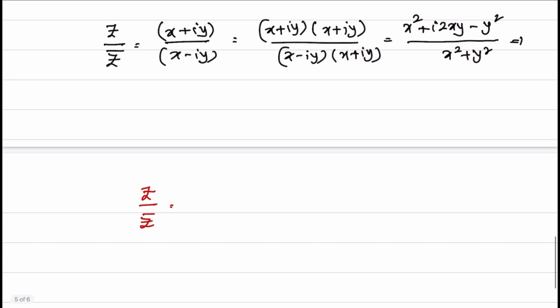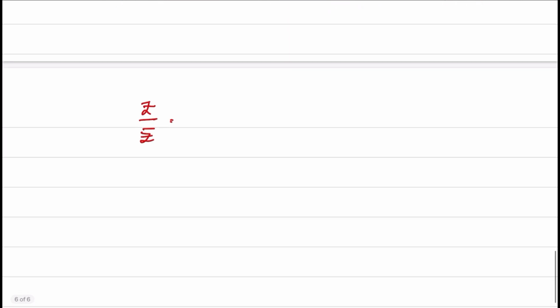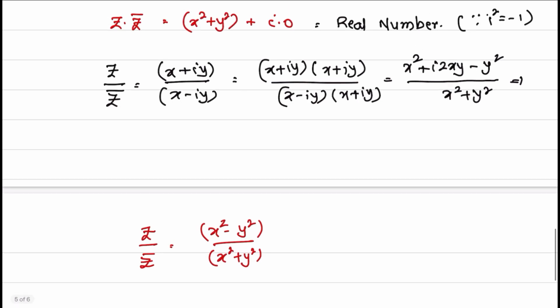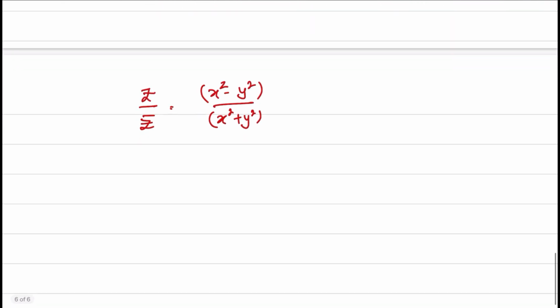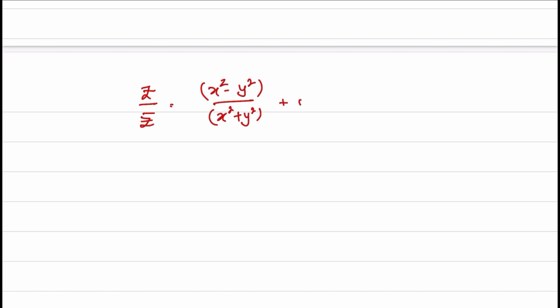Then Z by Z bar is equal to x square minus y square by x square plus y square, the real numbers we will take separately, plus I into 2xy by x square plus y square. That means it is a complex number.